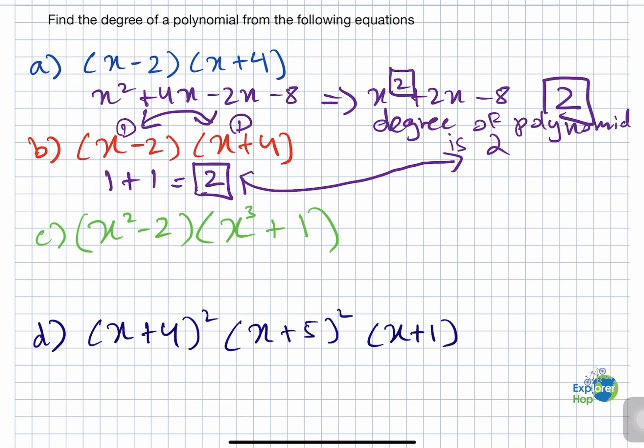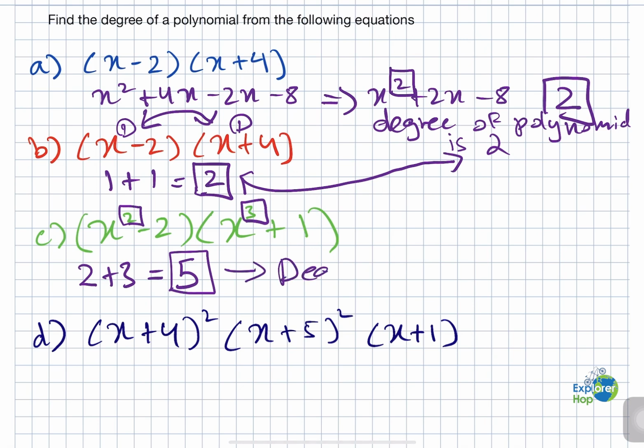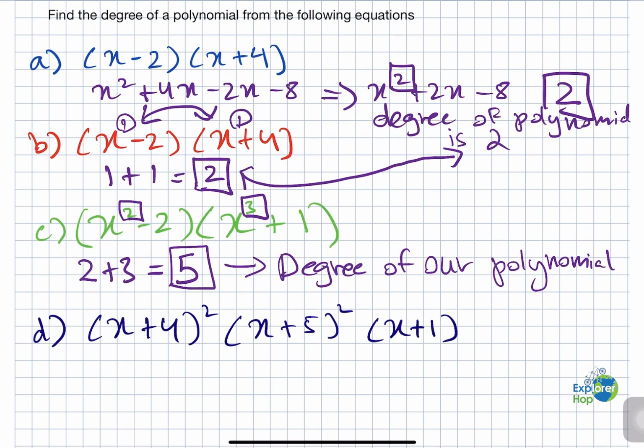So the highest degree in the first term is 2 for part C, and in the second term the highest degree is 3. So we can just add them up. 2 plus 3 equals 5. So that's the degree of our polynomial. Okay, now last but not least, let's take a look at part D.